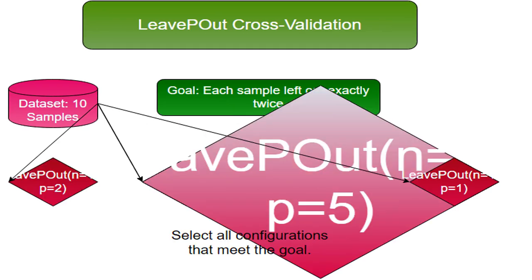With P equals 5 we are leaving out 5 samples for each test. This makes our training and testing sets of equal size. But, will this lead to each sample being left out exactly twice? Let's check by calculating the combinations.